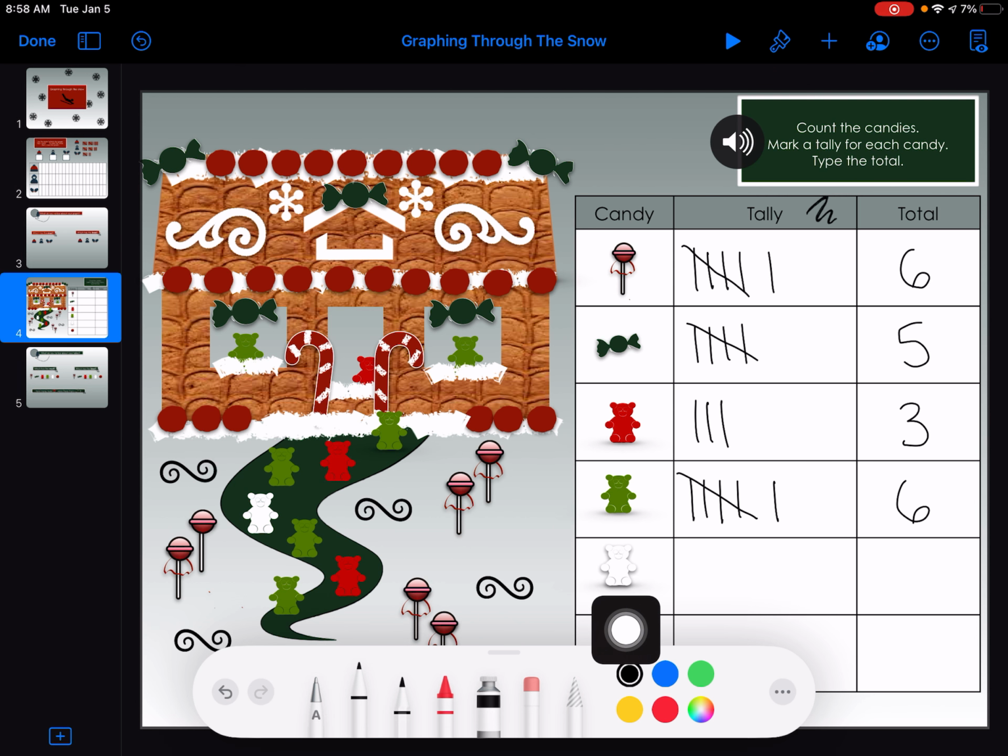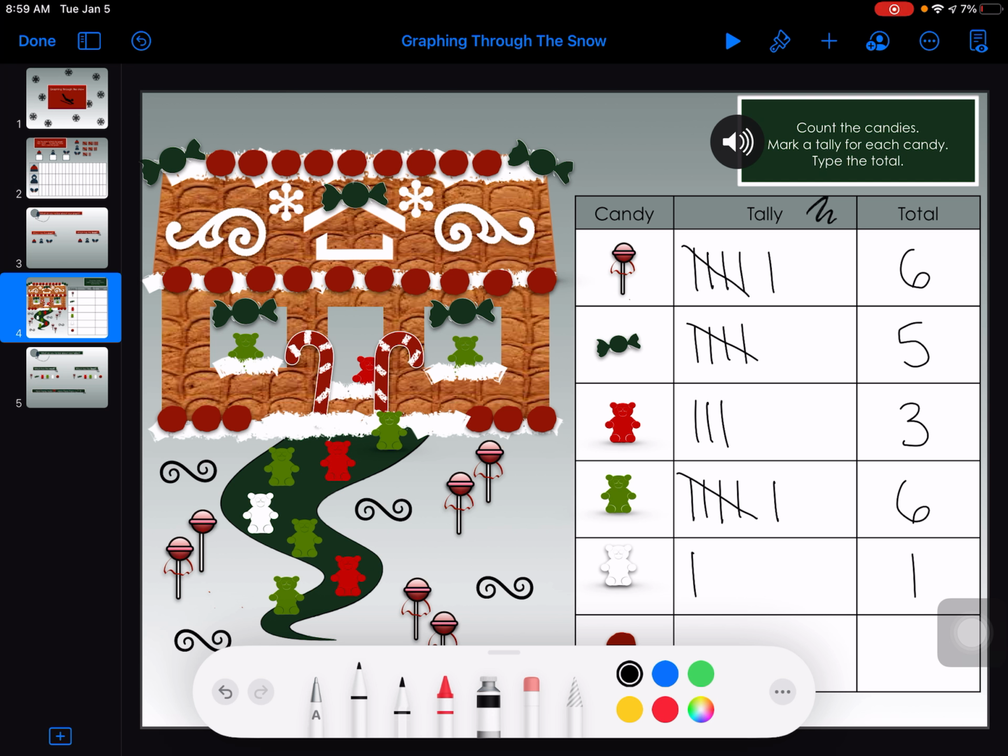Next one is the white gummy bears. Will you count how many white gummy bears you see on the gingerbread house? Show me with your finger how many white gummy bears there are. 1. That's right, you should be holding up 1 finger. So will you draw 1 tally mark in the air? 1. And I'm writing 1 in standard form.